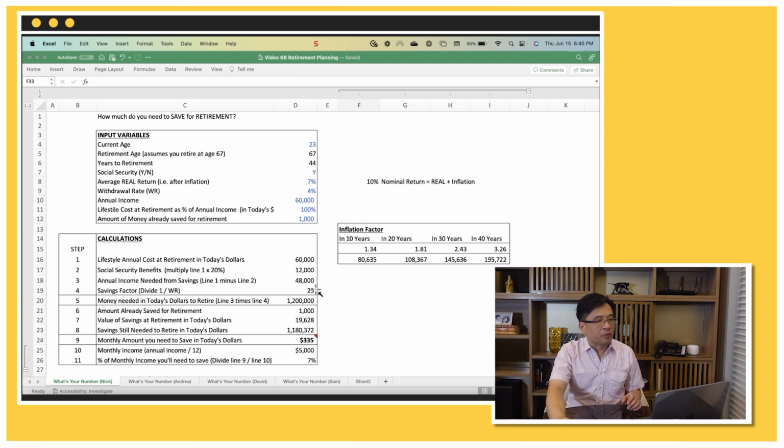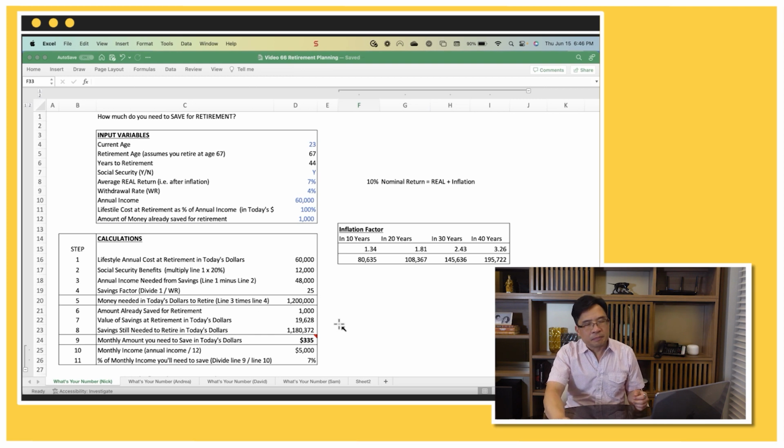So step number 4 is calculate the savings factor, which basically you divide 1 by the withdrawal rate, and you get 25. That's 1 divided by 4%. So this leaves us with how much money he actually needs to retire. Basically, we take 48,000, line 3, and multiply it times line 4, the factor 25. That gives us the $1.2 million that he will need to retire. That's his number to retire at. When he gets $1.2 million in today's dollars, he can retire.